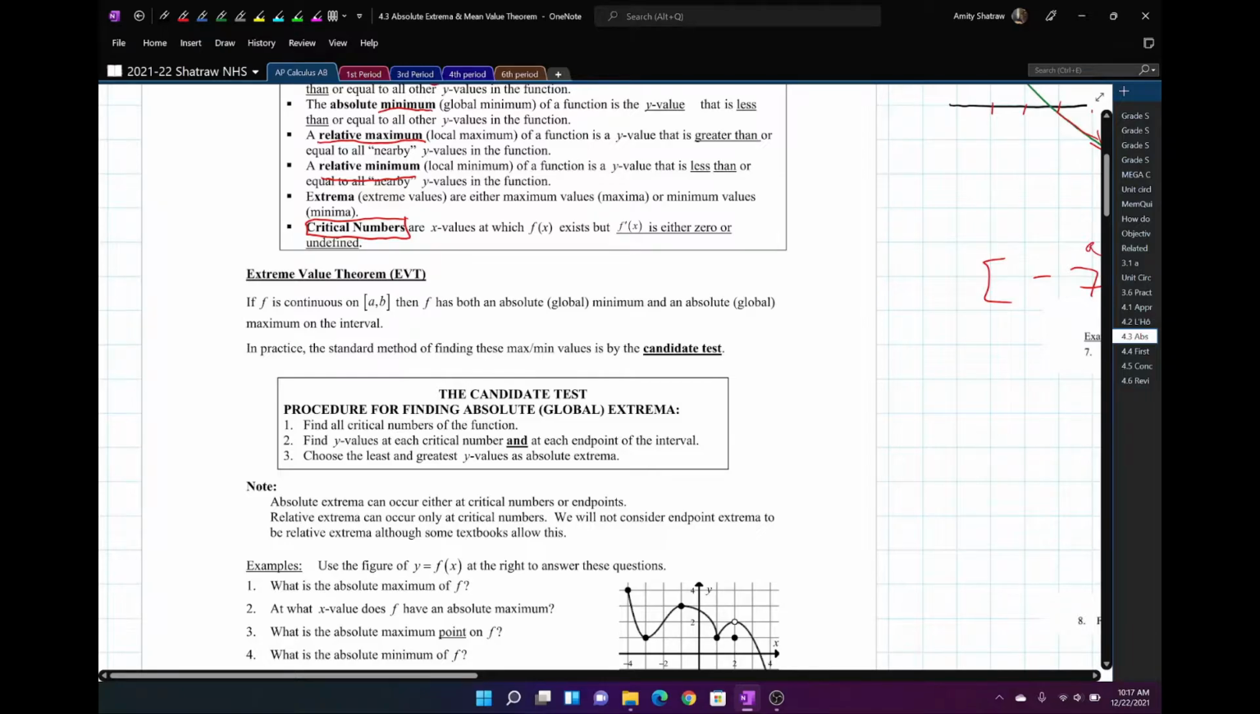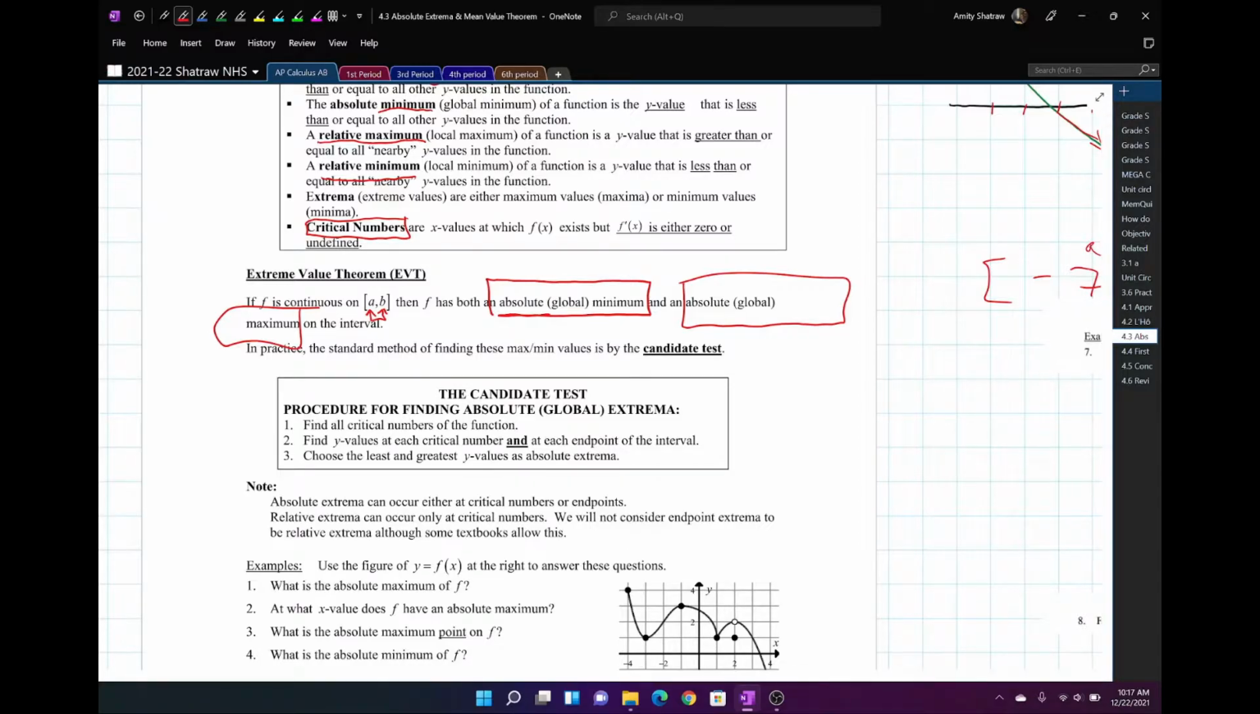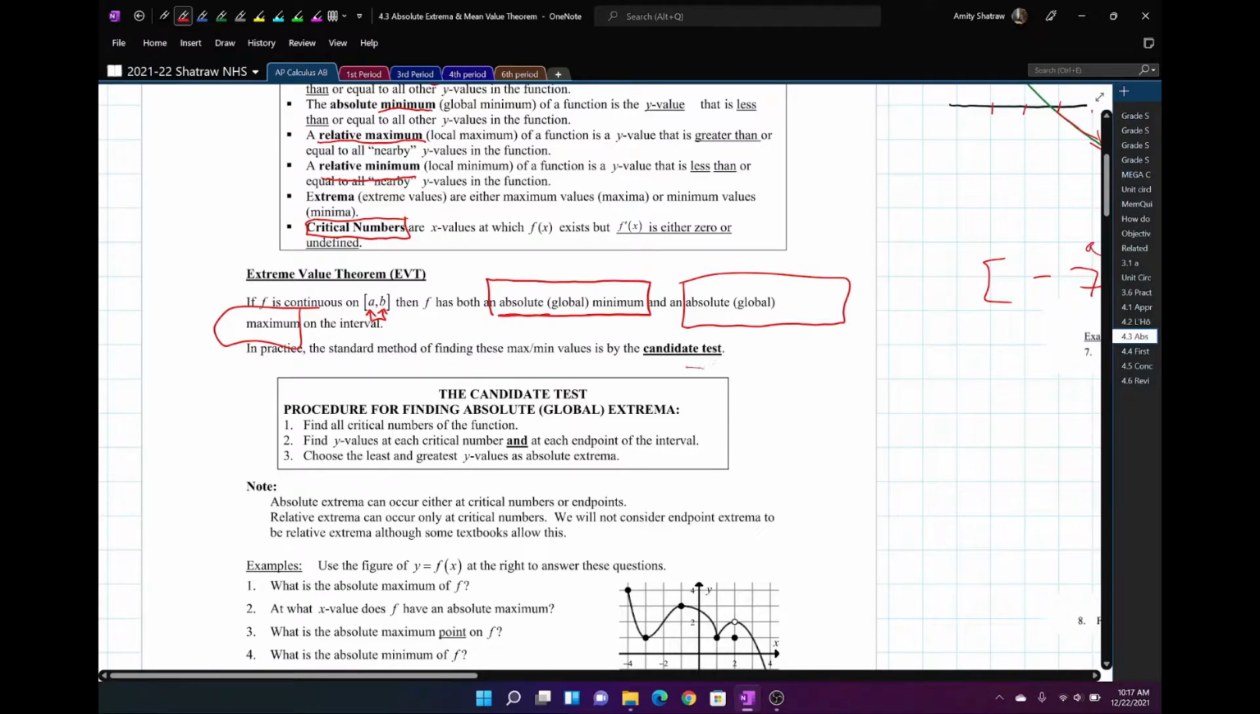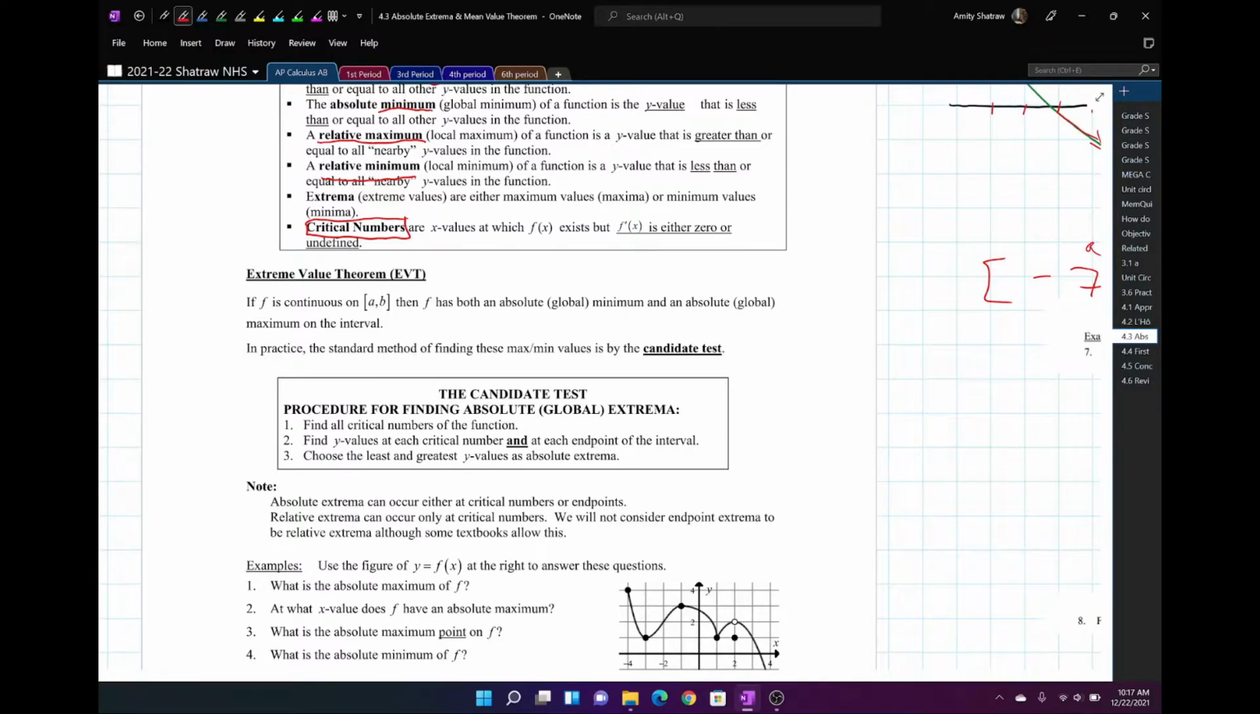It says if f is continuous on this interval from a to b, then f will definitely have an absolute global minimum or an absolute global maximum on that interval. Really? Like, absolutely true. In practice, how do we find it? We find it via the candidate test. But yes, I am saying that it's definitely true that there is going to be an absolute maximum and an absolute minimum if we're on a closed interval.